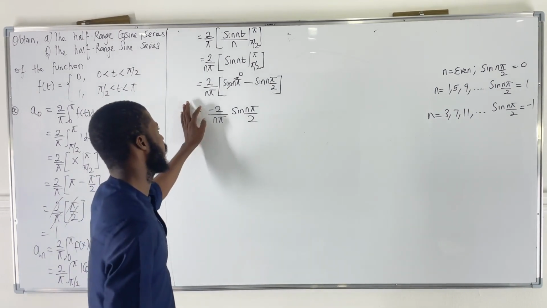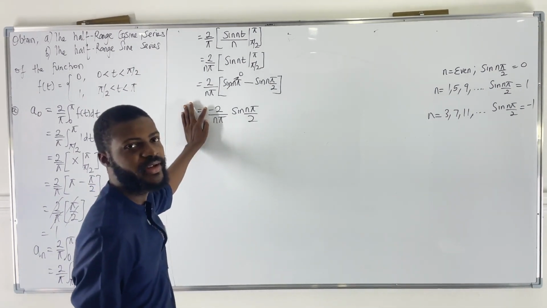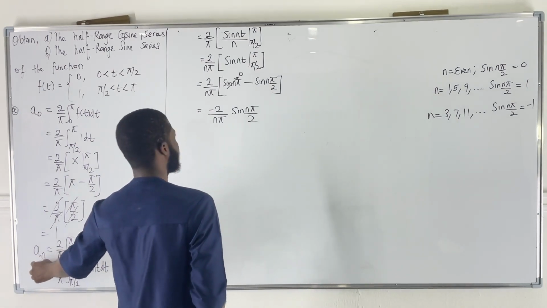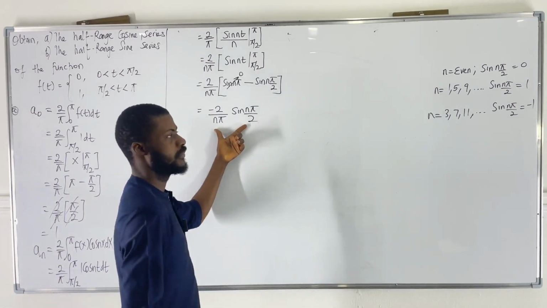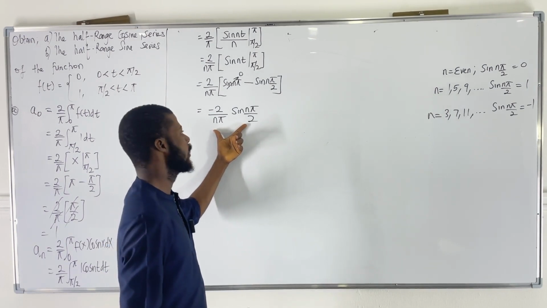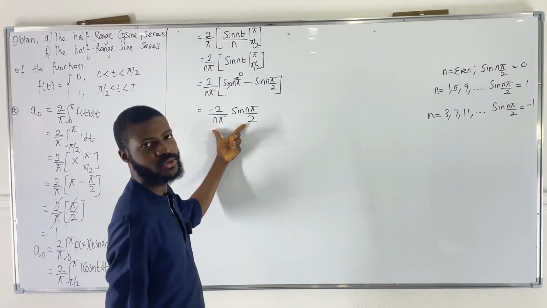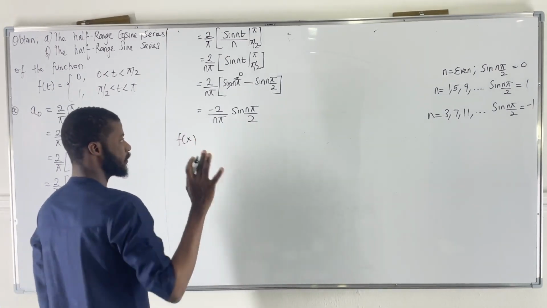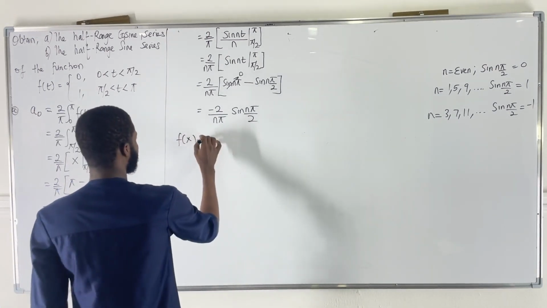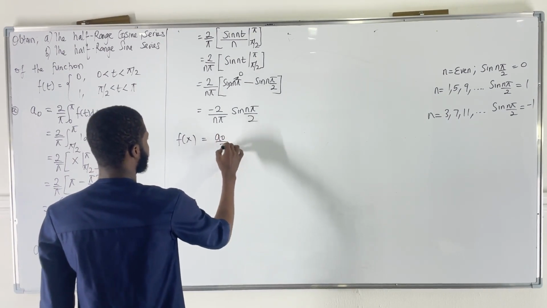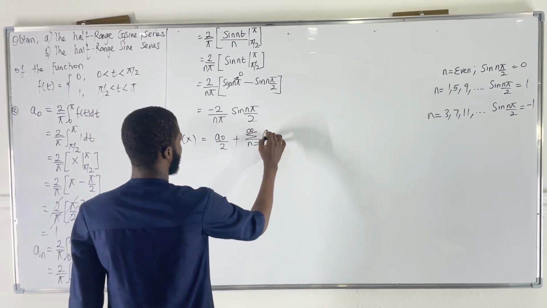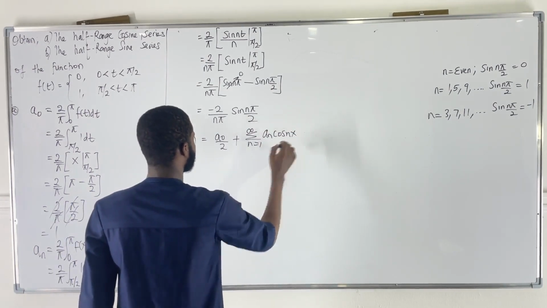Now from this point, some students prefer to find their A1, A2, A3, A4 because this is looking weird. But for me, I am not going to do that. I'm going to just leave it like this. So f of x, I do that sometimes, is a naught over 2 plus the sum from n equal to 1 to infinity of a sub n cos nx.